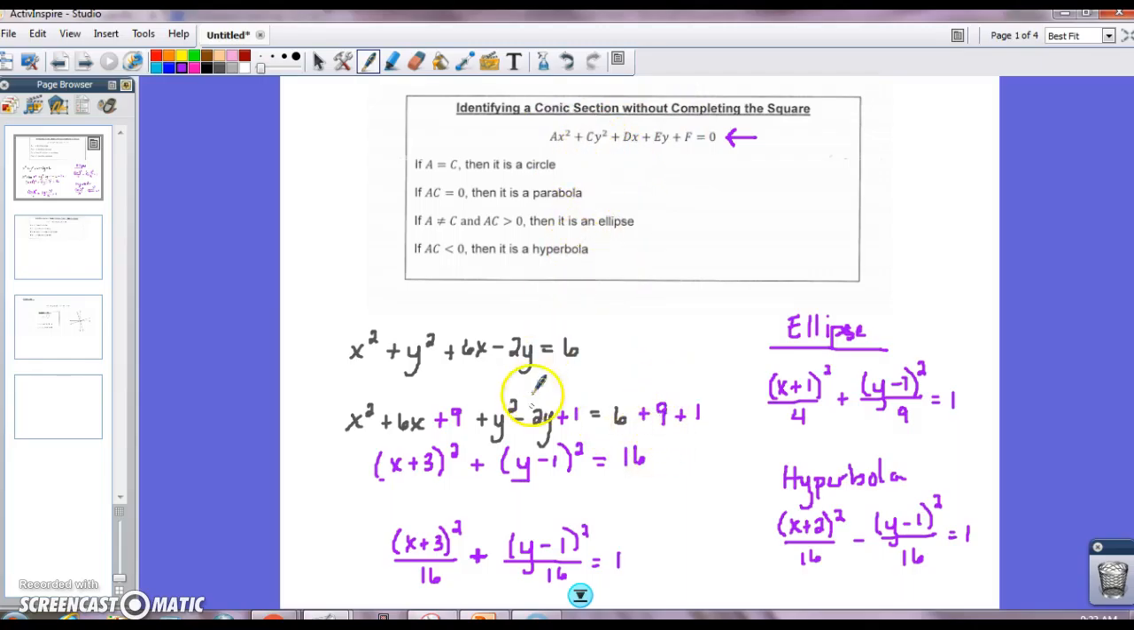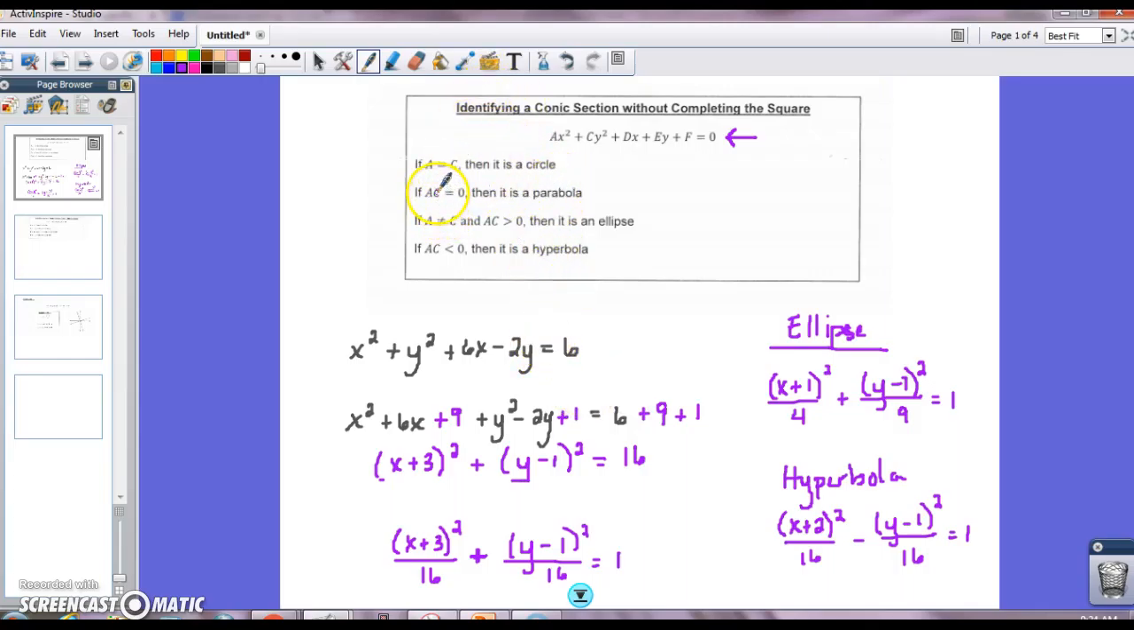Now, you can do exactly what we just did without completing the square, simply by doing a couple of quick calculations, okay? So, for example, if A and C are equal to each other, then it's a circle, right? Like here, A and C were equal to each other. There's a 1 in front of the x squared, there's a 1 in front of the y squared. So they're both equal to each other. That would make it a circle. So you don't have to go through the process of completing the square to determine that.